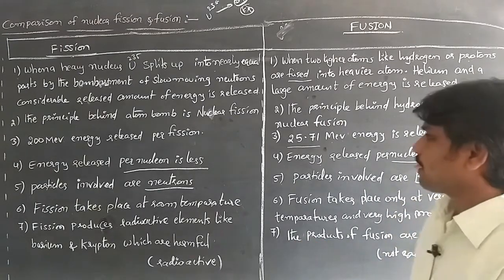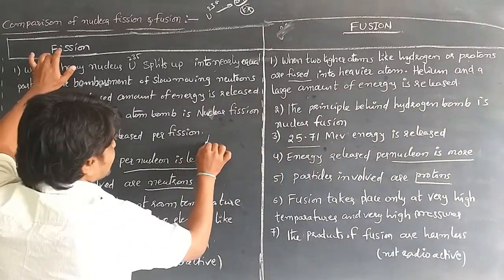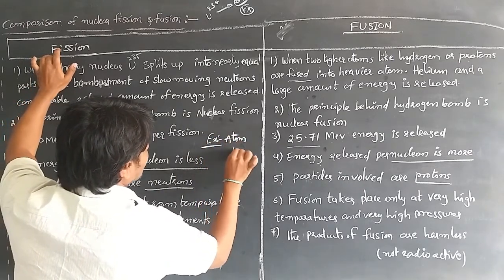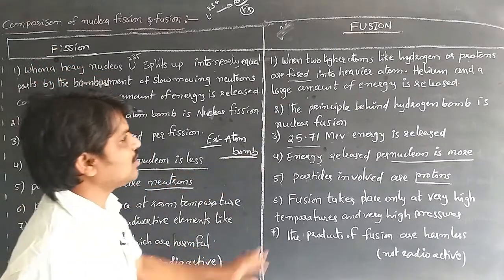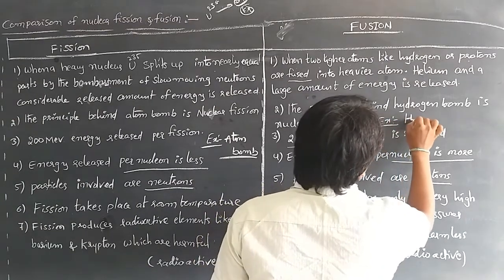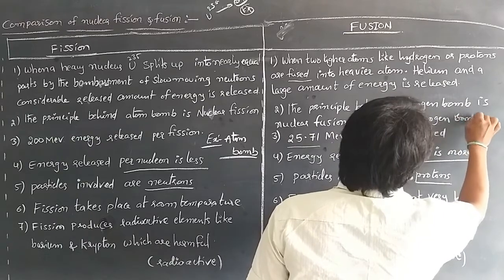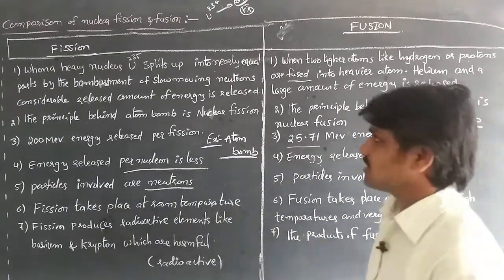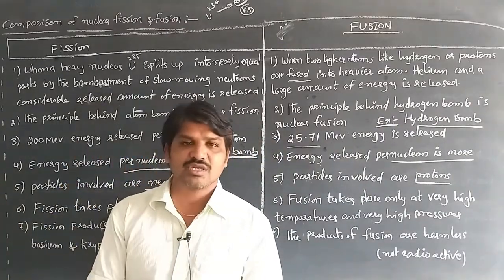In the fission process, the example is the atom bomb. In the fusion process, the example is the hydrogen bomb. Energy is released more in the hydrogen bomb than in the atom bomb. So, this is a comparison of nuclear fission and fusion.